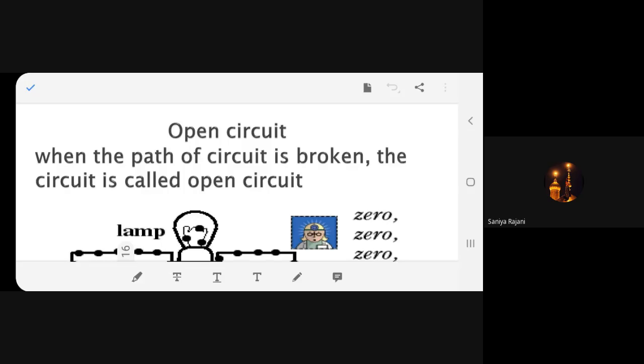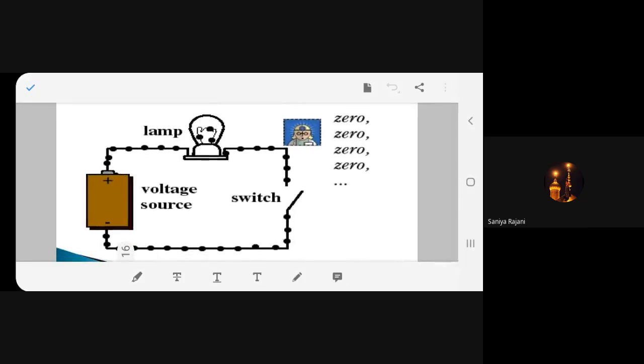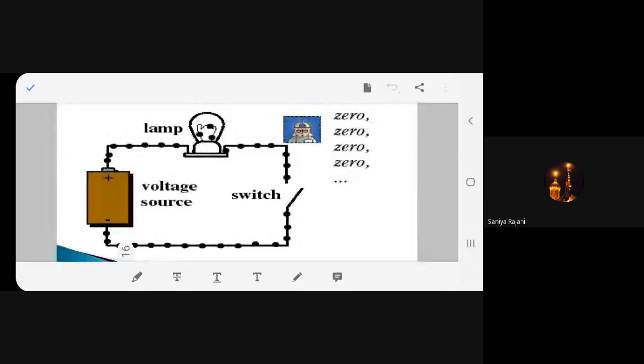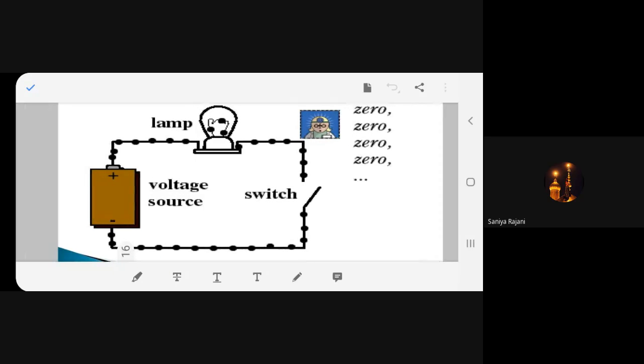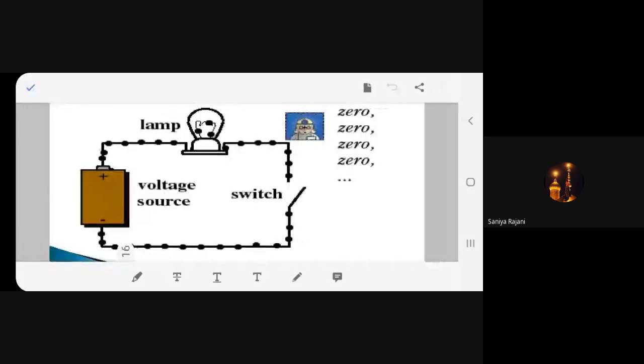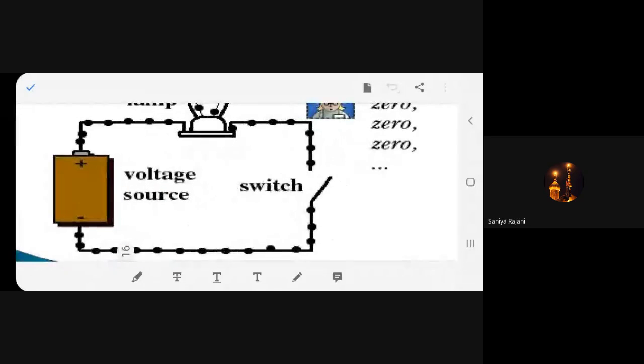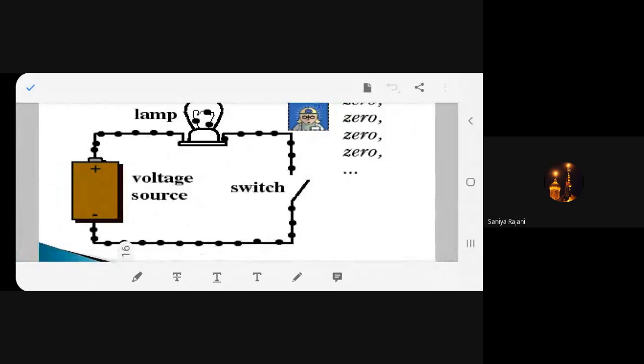Open circuit. When the path of a circuit is broken, the circuit is called an open circuit. Now the path is broken. For example, now I'm going to ask you a question. Where do you find the path is broken, beta? Tell me, where do you find the path is broken in this circuit? Give me the name.